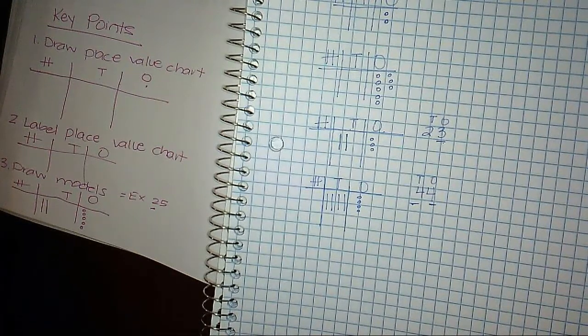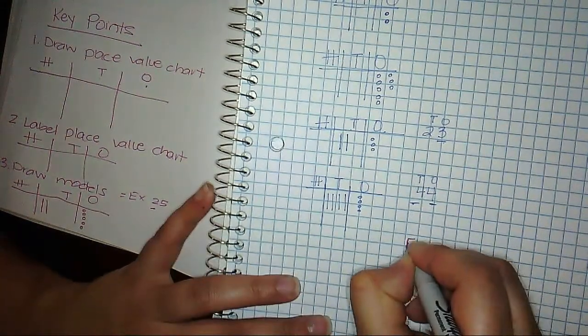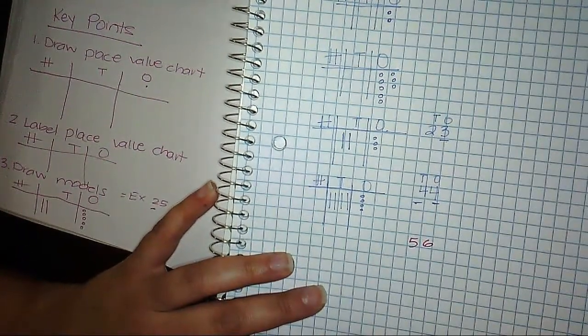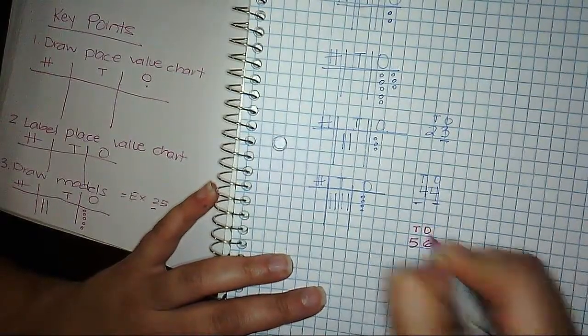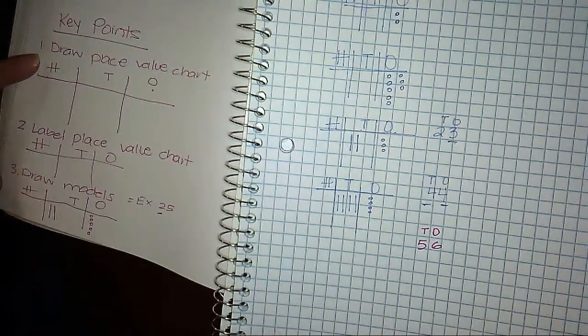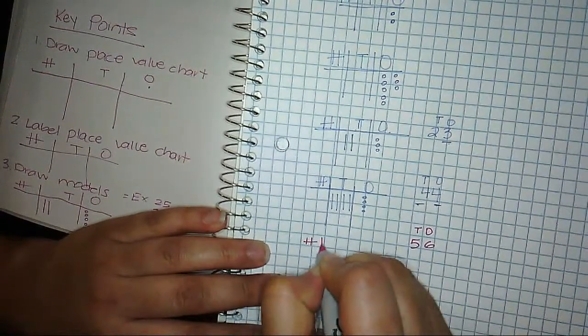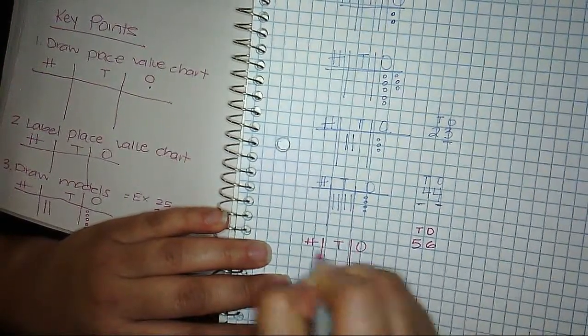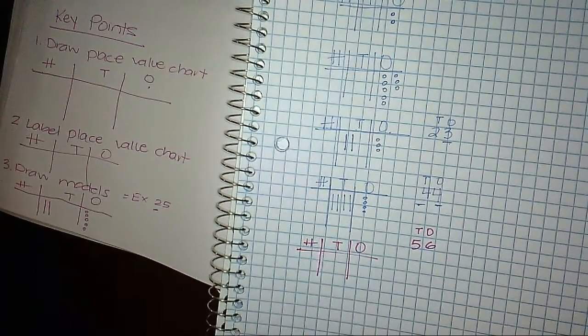Now I want you to do the next number by yourselves. I want you to draw the number. I actually want you to model the number 56. So write the number 56. Let's follow the first key point. Second key point is your turn to draw and model the number 56. I'm going to give you 10 seconds.